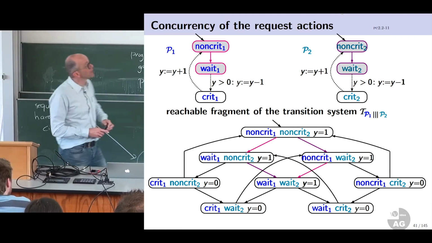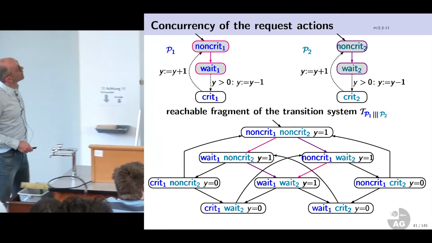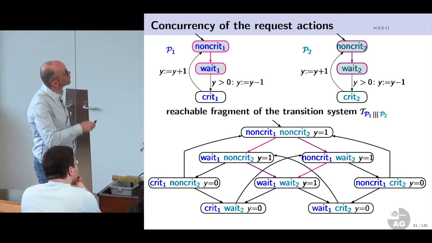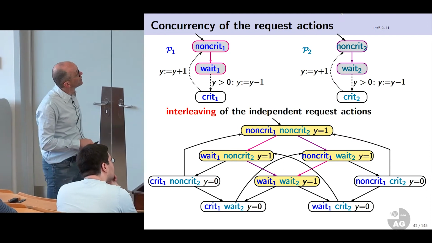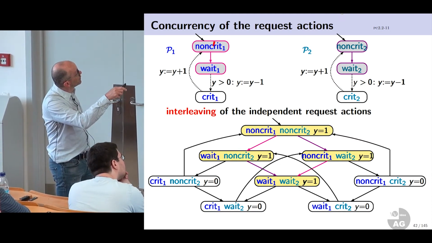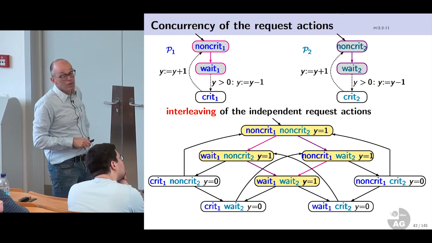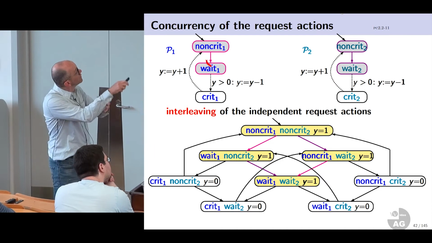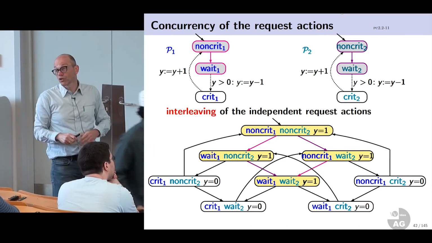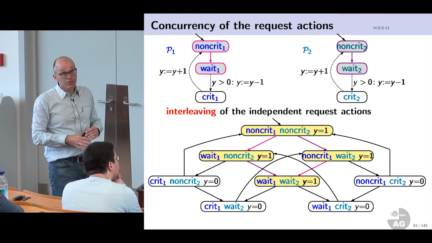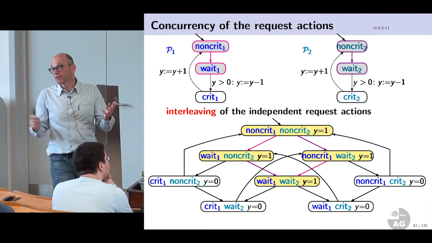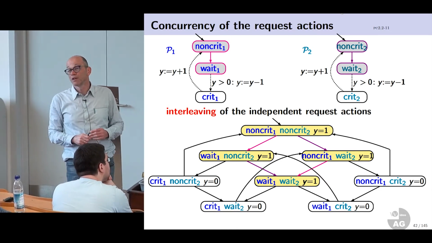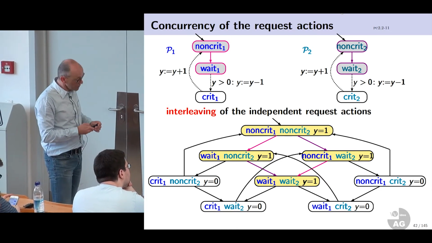Okay, so here is a run of this program. Here you see that we can go from non-crit to wait 1, non-crit to wait 2. That means that if you look at these two things, there is no access to shared variables. In both this edge and that edge, you don't touch any shared variables, and that means you can adequately represent this by interleaving. That's represented here by this yellow fragment of the transition system, which is the possible orderings of the two possible edges.